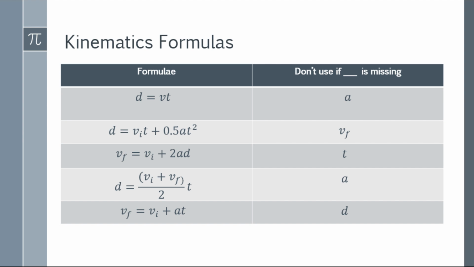Third one naman tayo, Vf. So that will be the final velocity squared is equal to initial velocity squared plus 2 times acceleration times displacement. And yung fourth one, displacement is equal to the quantity initial velocity plus final velocity over 2. Tapos yung sagot doon, i-multiply by time. And last formula natin will be final velocity is equal to initial velocity plus acceleration times time.